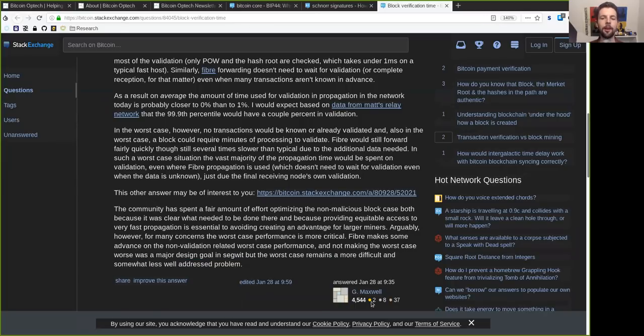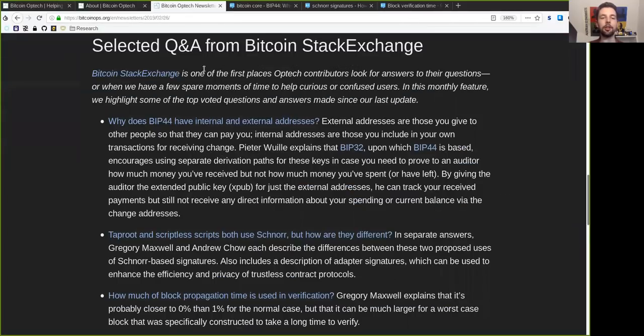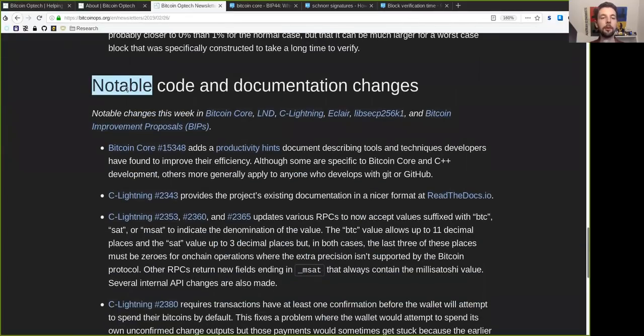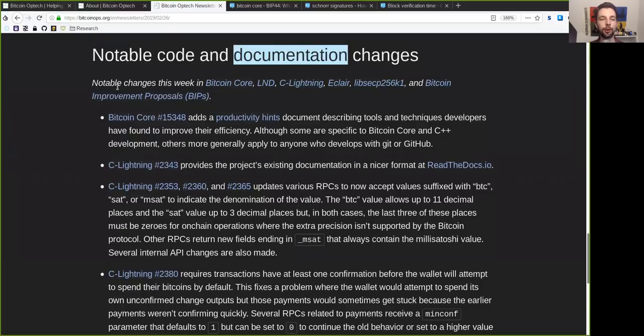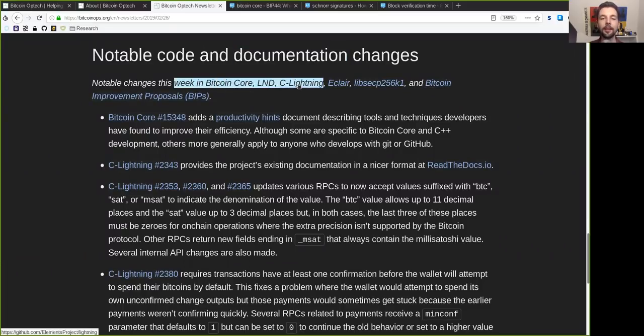Very, very thorough answer. Thank you very much, GMAX. Jumping back into the newsletter with the notable code and documentation changes. Notable changes this week in Bitcoin Core, LND, C-Lightning, Eclair, libsecp256k1, and Bitcoin Improvement Proposals.